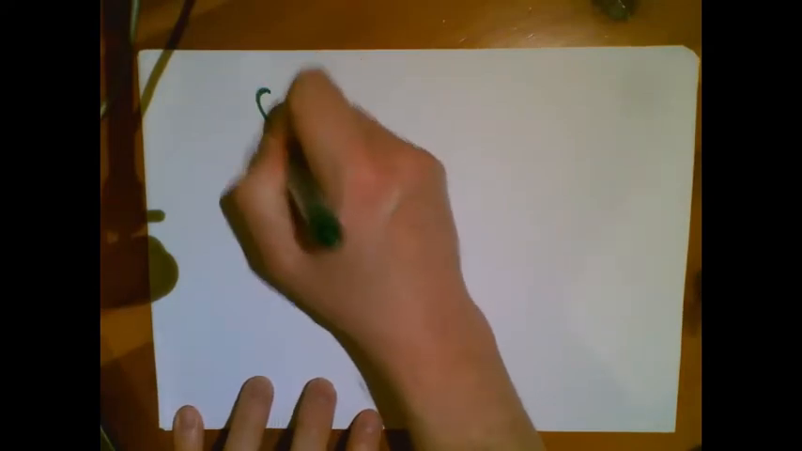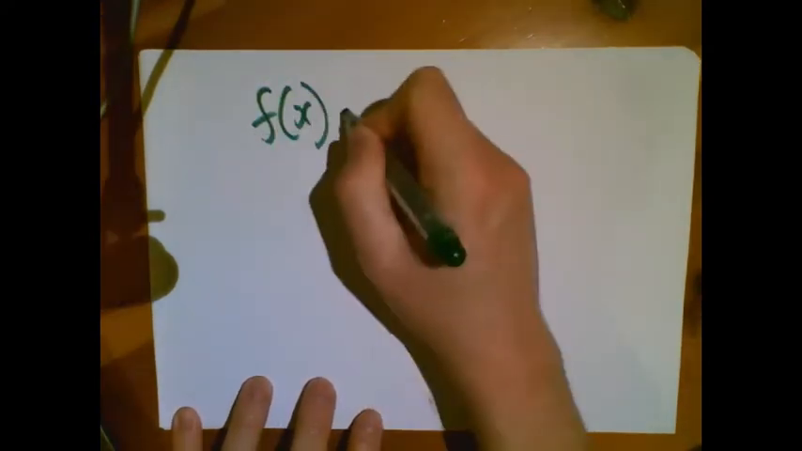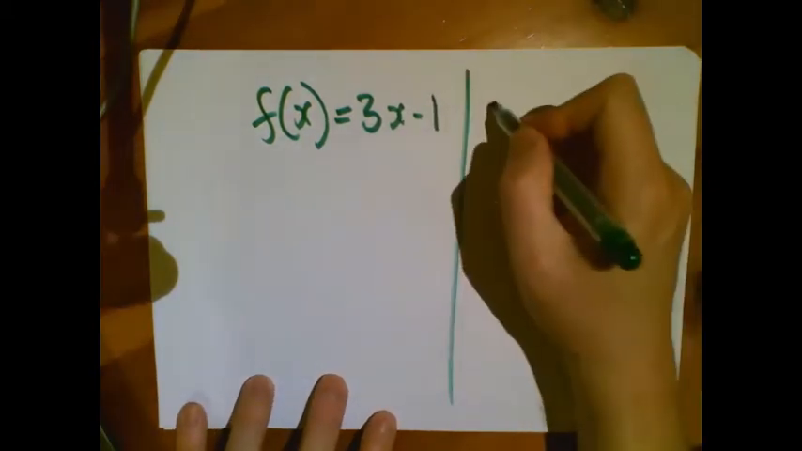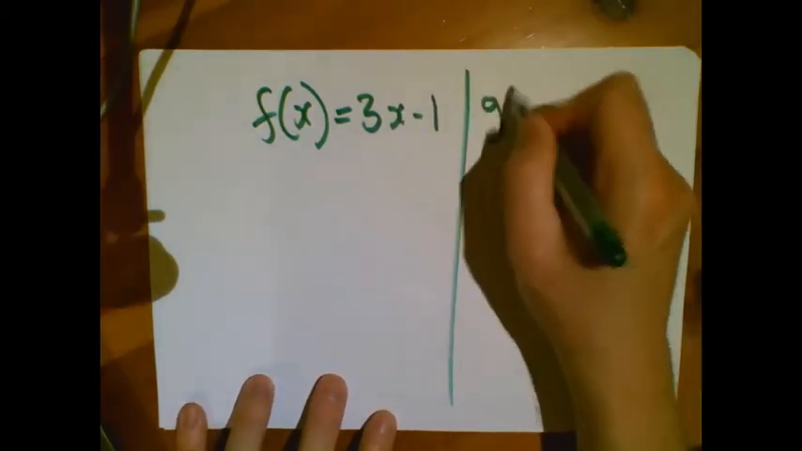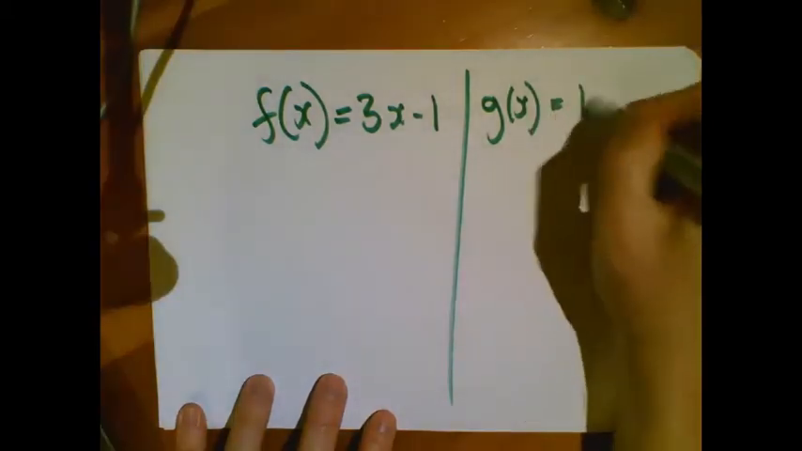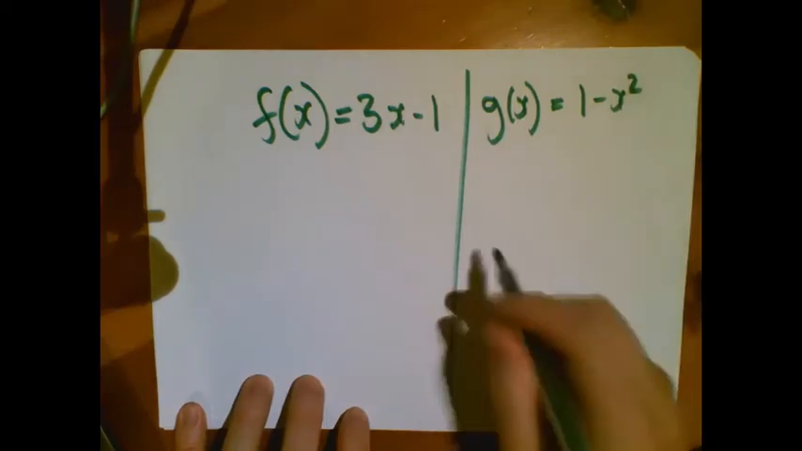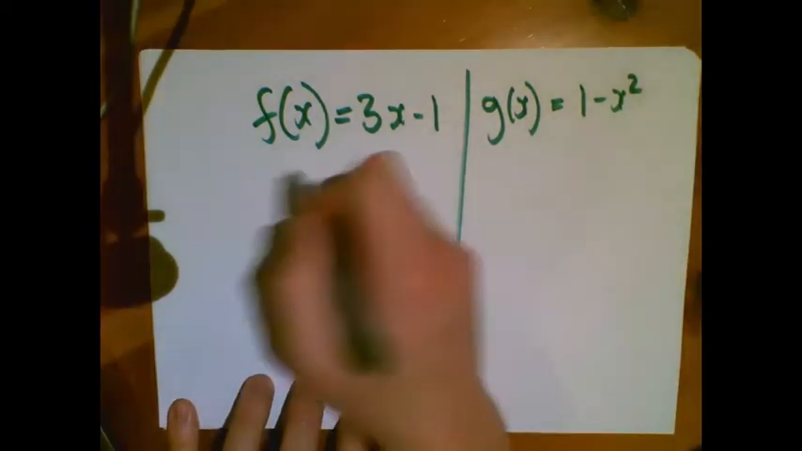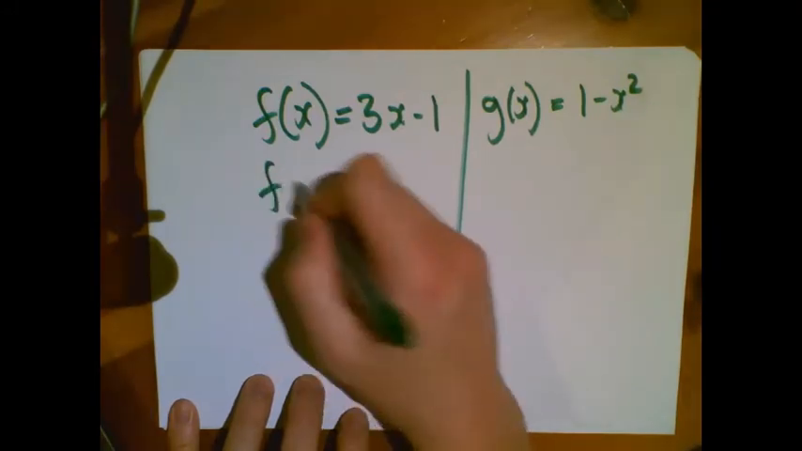Let's say we have the function f, and f is defined as being 3x minus 1. And we have another function. Let's say we have g of x, and g of x is the function which is 1 minus x squared. And these two are different sort of functions, and if you want to substitute a number in, the notation works like this. You put the number in brackets.